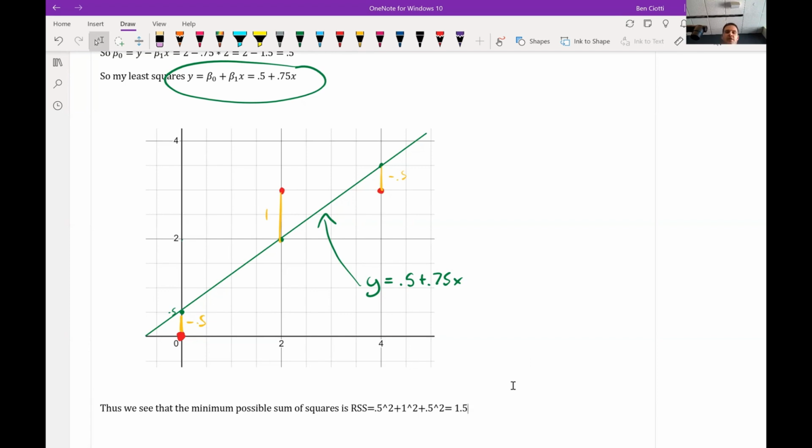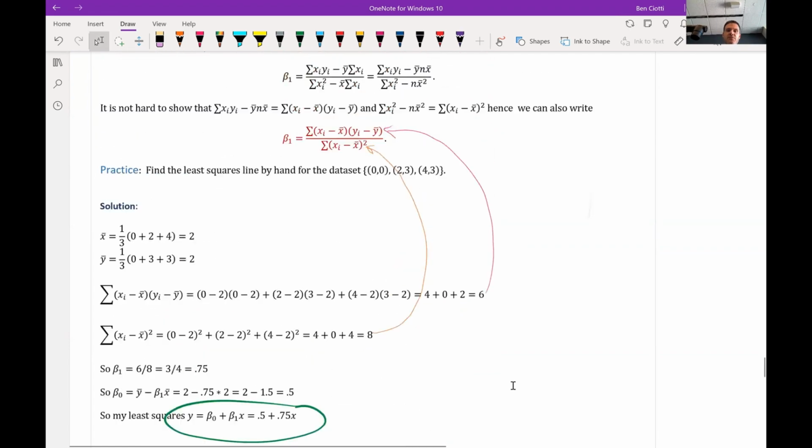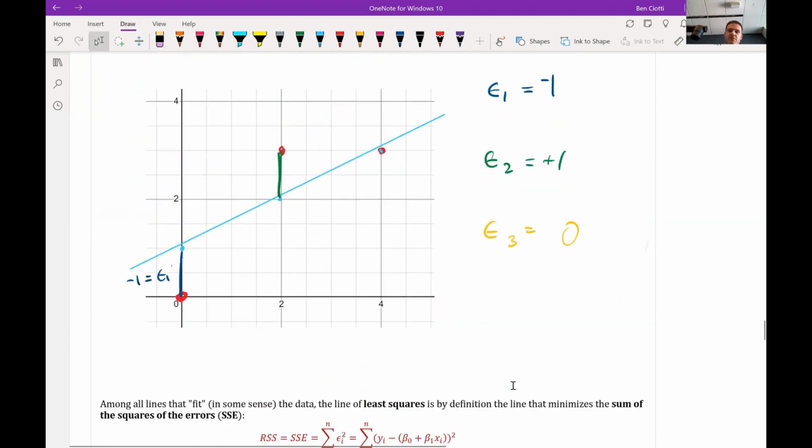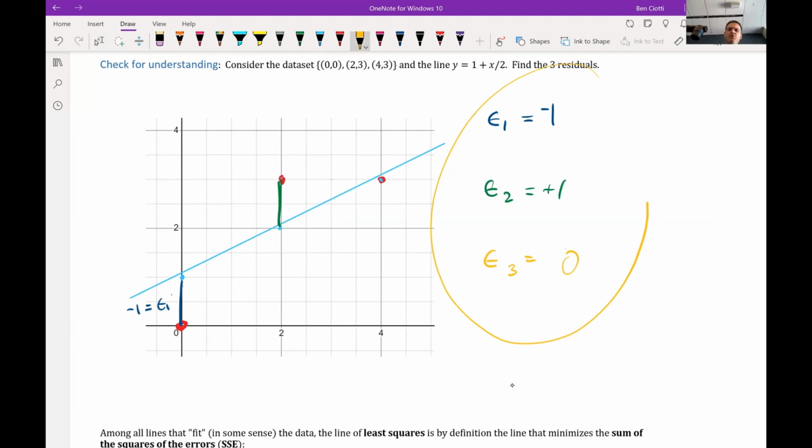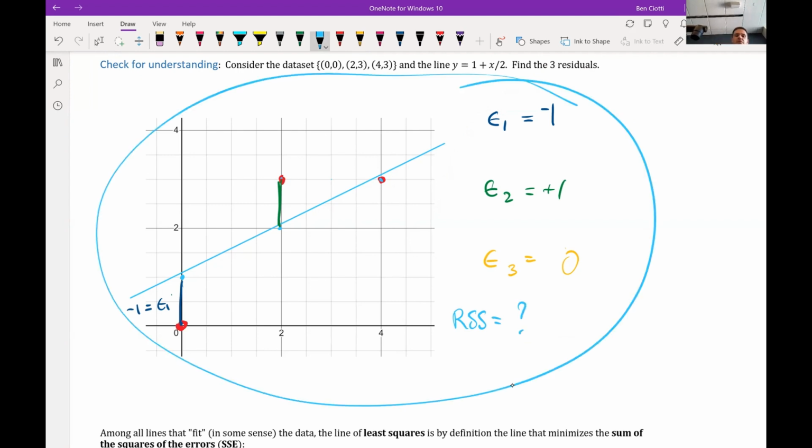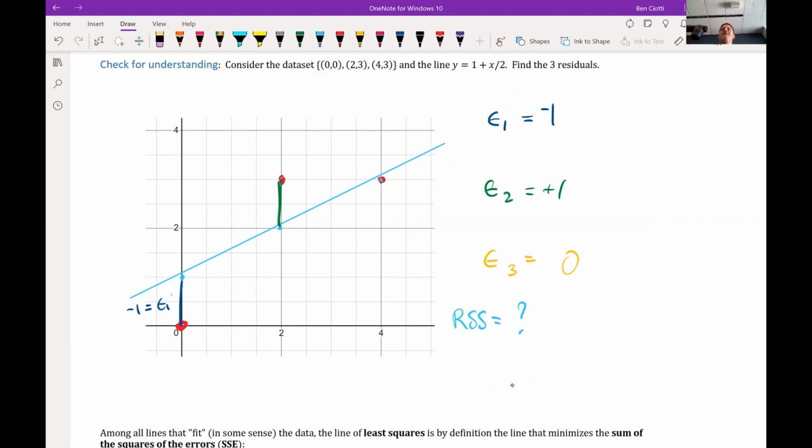Is this smaller than the previous one? Let's just check. What was my residual sum of squares for the earlier line that I was using? This is really a test if you're following along with the notation and terminology. So I want to add up the sum of the squares of these 3 terms, giving me 2. So it is smaller. So that's good.